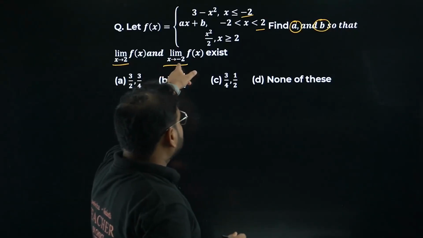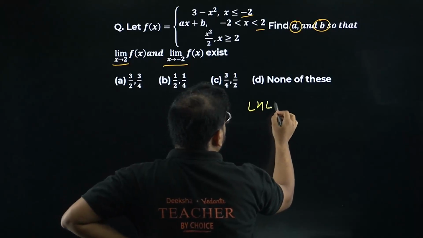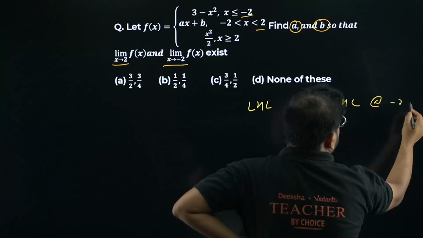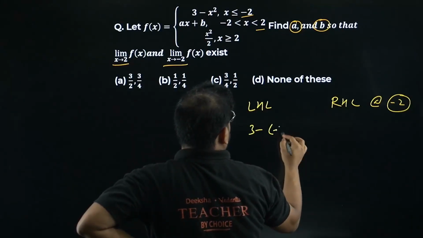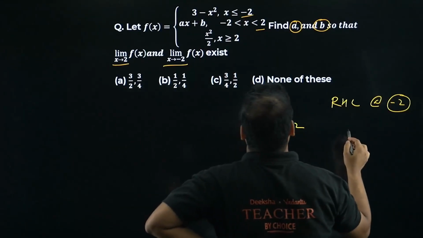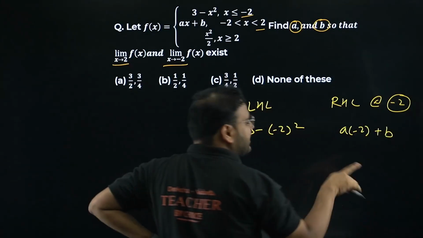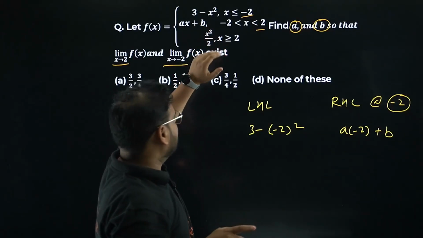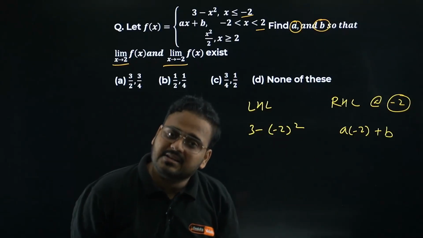So let's do it for the point -2 first. If I'm going to find the limit, I'm going to look for what? LHL, RHL, at the point -2. So for LHL I'm going to use this one, so I'll have here 3 minus (-2) the square, correct? Putting x value as -2. For RHL, simply a times (-2) plus b. Why can I do that? Because there's no indeterminate form over here. If you put x as this value, there's no indeterminate form, so I can directly substitute the value of x as -2.